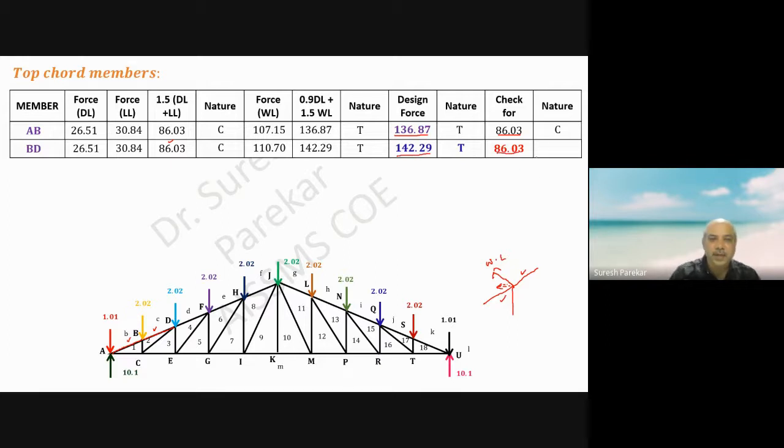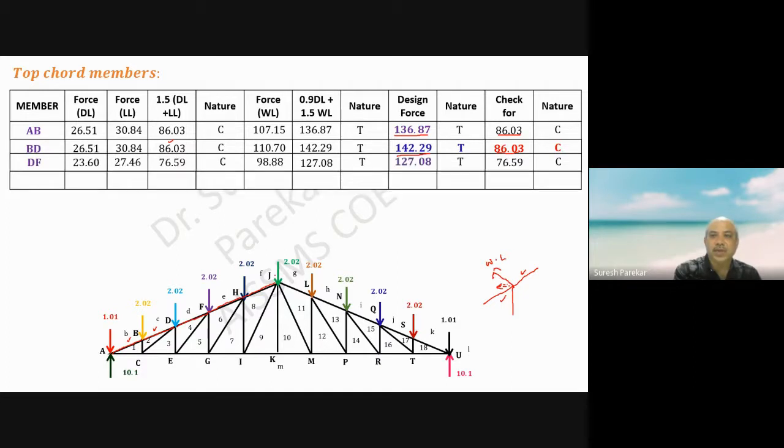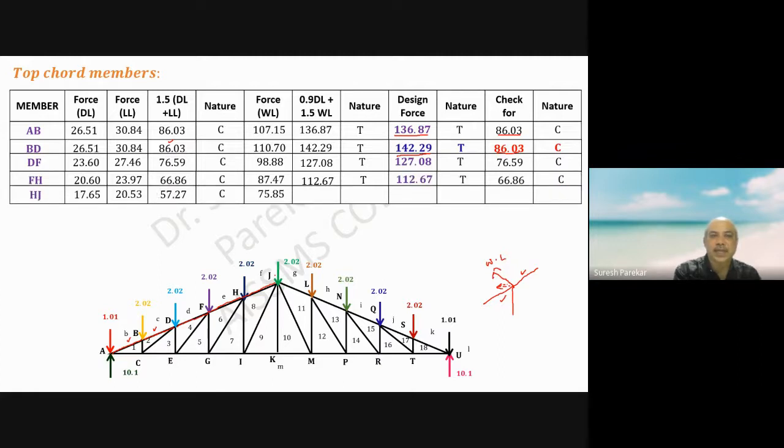Then we have the third member group, for which we have to design. I can mention it as DF, then FH, and then HJ. For DF we have 127.08 and 76.59. For FH we have 112.67 and 66.86, and for HJ we have 97.89 and 57.27. So you can see all these top chord members we have to design for tension, and we have to check them for compression. Now the maximum is 142.29, this is my design force, and we have to check these members for 86.03 kilonewton in compression.